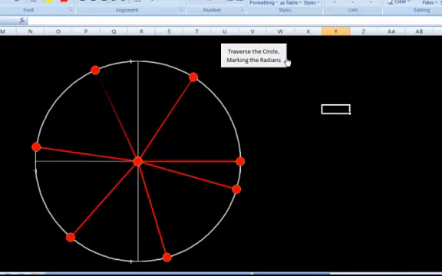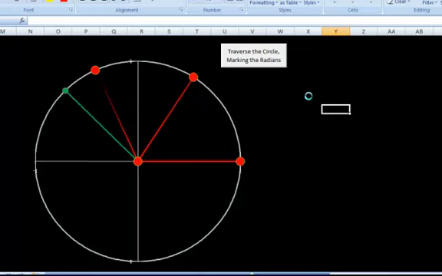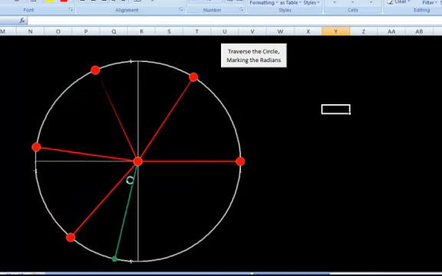Here's a short little app that I wrote to traverse the circle marking off radians. There's 1 radian, 2 radians, 3 radians. This distance is 4 radians. There's 5 radians, 6 radians, plus a little bit. 2 pi radians in a circle.